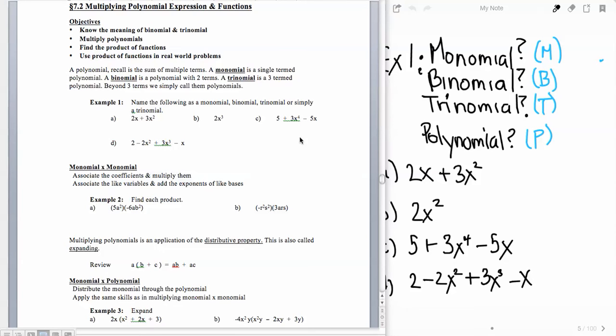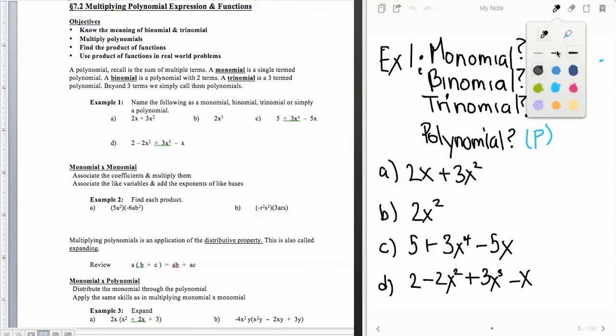Now, example number 1, we're going to be just labeling these as monomials, binomials, trinomials, or simply, that should say simply a polynomial, not a trinomial. So let me change that really quickly to polynomial. And remember, any of these can be termed polynomials. Monomial, the prefix mono meaning one, so it's a one-term polynomial. A binomial, prefix bi, meaning it has two terms. And trinomial, prefix tri meaning three. And anything above that we call simply a polynomial.